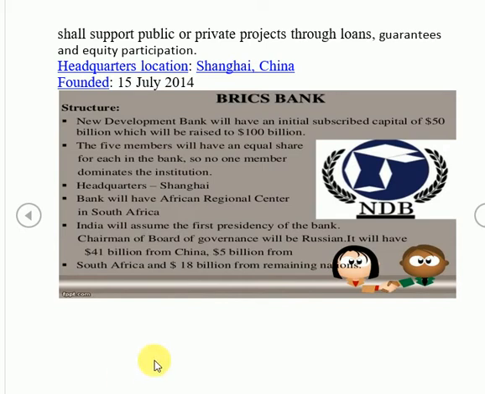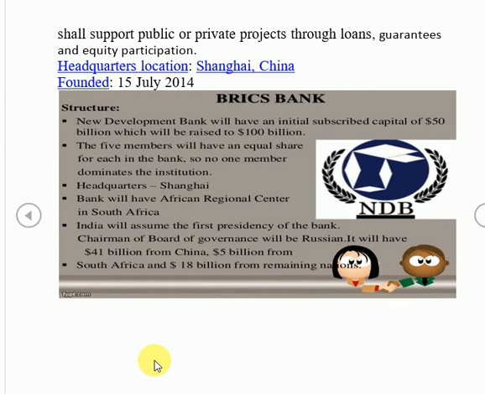The New Development Bank will have a subscribed capital of $50 billion, which will later be raised to $100 billion. The five members will have an equal share in the bank, so no one member dominates the institution. All five members have equal share, equal value and equal rights, so that none will have any bad thinking about the others, and none can dominate any other in this organization, in this institution, right?